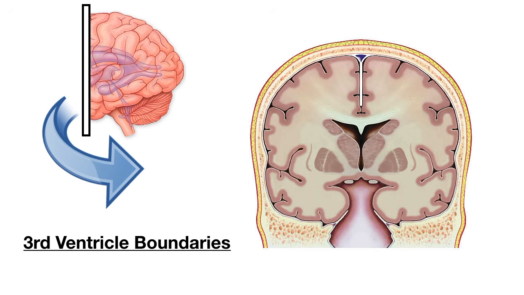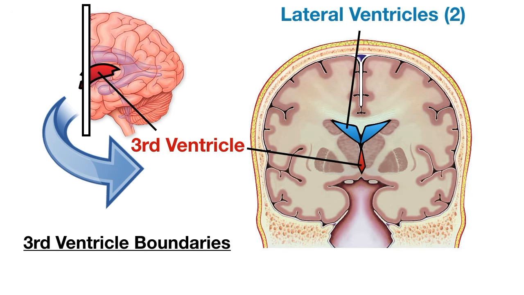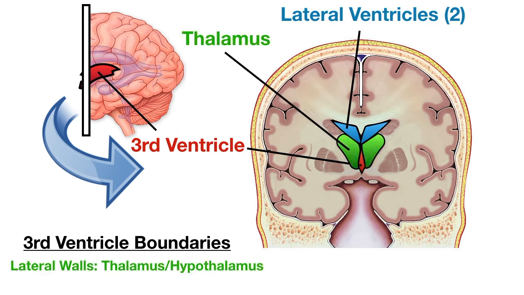Now the only two walls left that we haven't talked about are the lateral walls. In order to get a better view of this, we're going to look at a frontal or coronal section. Again, the third ventricle is located in the midline of the brain below the two lateral ventricles. The lateral walls of the third ventricle are formed by the thalamus and hypothalamus. So the right thalamus and hypothalamus form the right lateral wall of the third ventricle, and the left thalamus and left hypothalamus form the left lateral wall of the third ventricle.